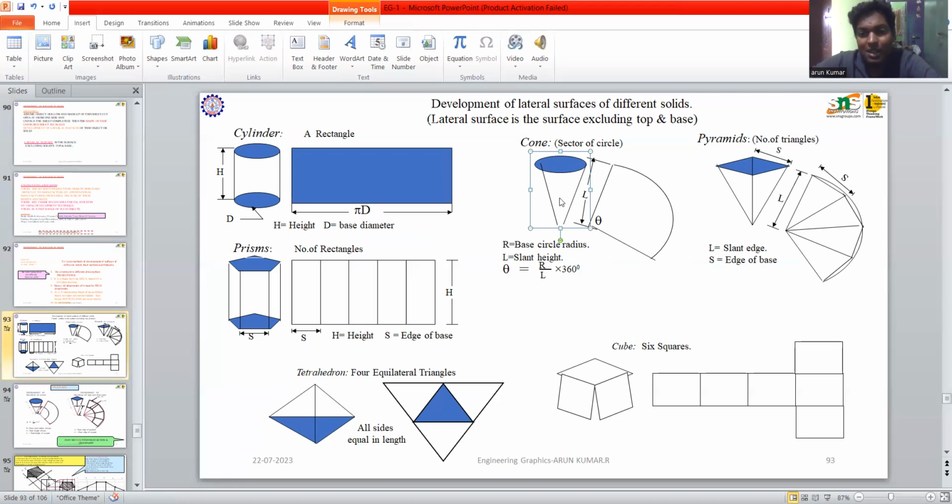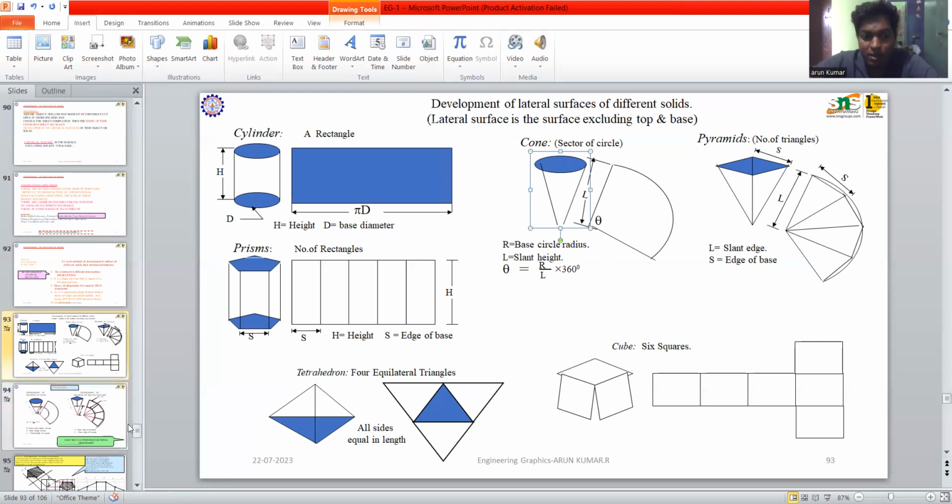Similarly for a cone, we have no axis and there are no corners, so I have to imagine them, and then mark the corners and get the axis. So these are the overall review about development of lateral surface.